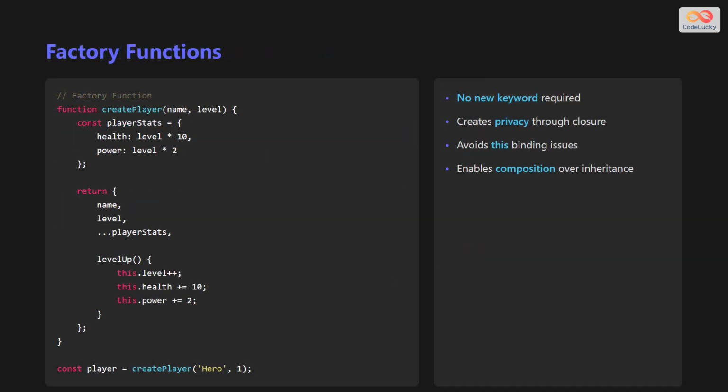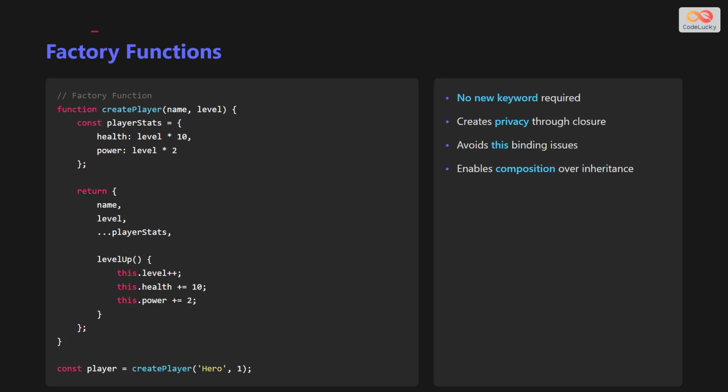Factory functions provide an alternative way to create objects in JavaScript. Unlike constructor functions, they do not require the use of the new keyword. Factory functions leverage closures to create private variables and avoid issues with the this binding. They also enable composition over inheritance by returning a new object.